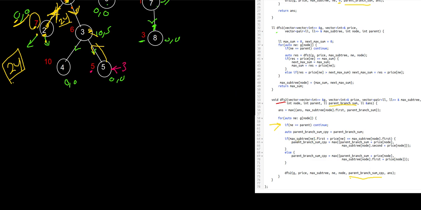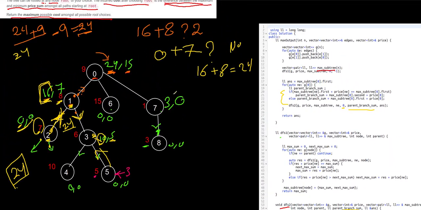And to do that, again, as we said, we need to check if this branch makes the max subtree value. In that case, we will take the max of the parent branch sum plus price of node, and the max subtree plus price of node. This is second. Second means the other value in the pair. Otherwise we will take the first, the max value, and we take either the max branch sum plus price of node or the maximum subtree plus price of node. And again, the time complexity for this is big O of n.